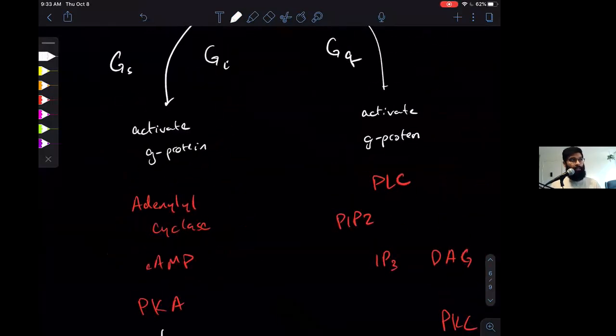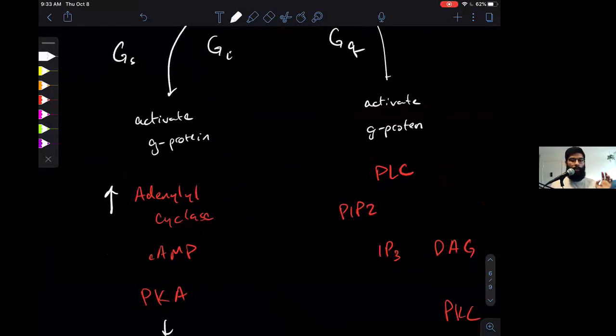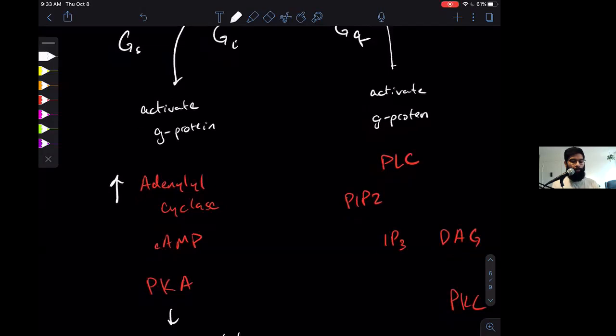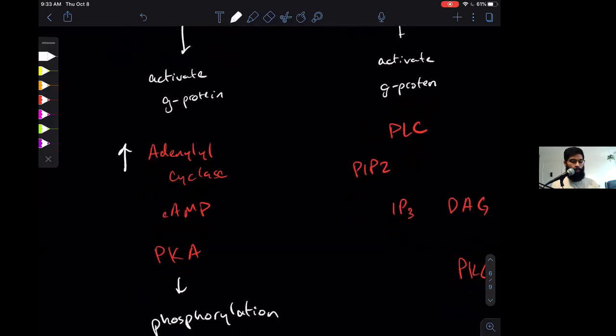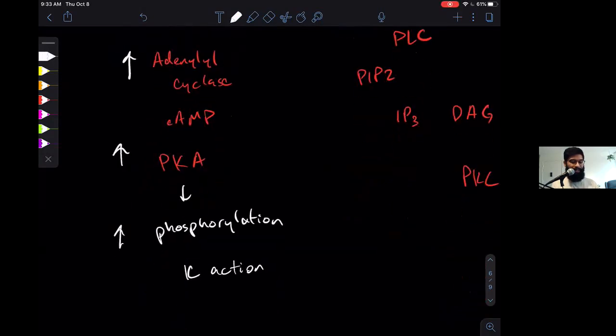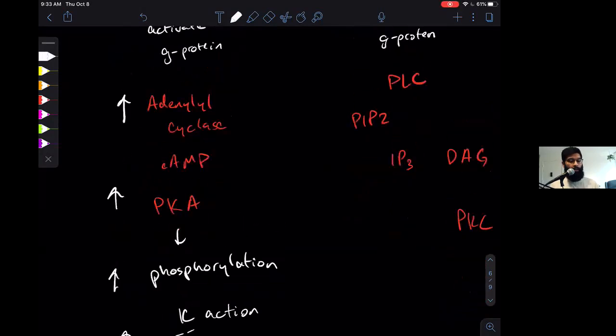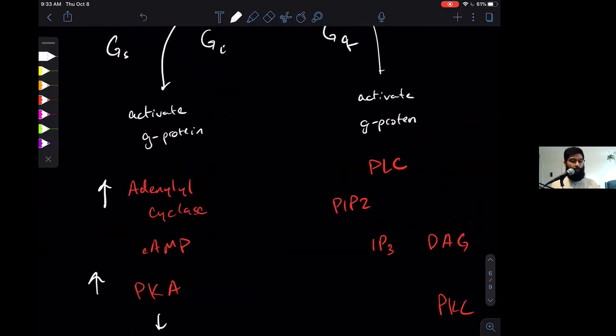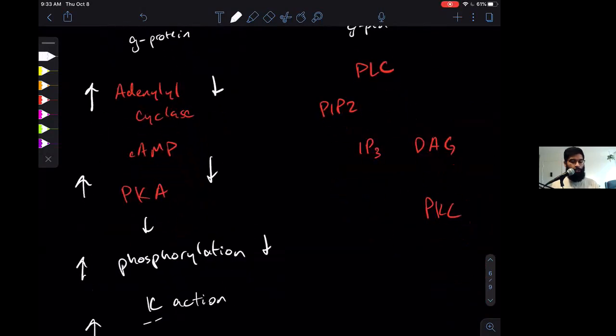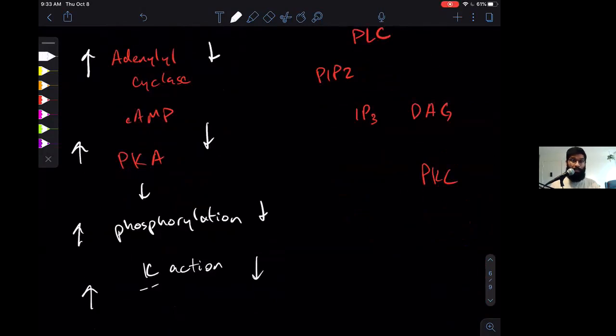Now, GS and GI are kind of 2 sides of the same coin. GS is going to increase, so let's say you have adrenaline or norepinephrine that goes and attaches onto a GS receptor. When you have that norepinephrine attached to the GS receptor, it's going to hype up all of this stuff and increase your phosphorylation and increase your intracellular action. GI, on the other hand, let's say you have adrenaline or norepinephrine acting upon a GI receptor, it's actually going to decrease all of these things. So depending on the receptor, you're going to get a different action, even if it's the same neurotransmitter.